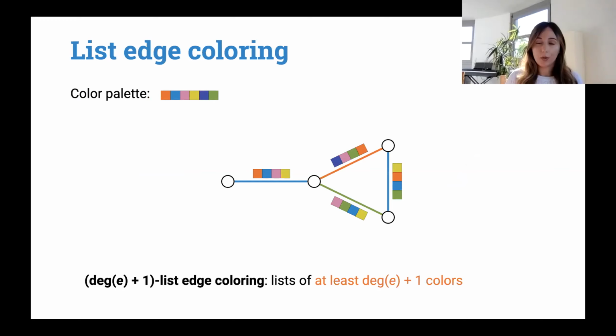In the list edge coloring problem, each edge is given in input a list of colors, and we want to produce a proper edge coloring of the graph such that each edge gets a color that is in its list. In the degree+1 list edge coloring problem, the list of an edge must be of size at least the degree of the edge plus 1, where by the degree of an edge, I mean the degree that it has in the line graph.